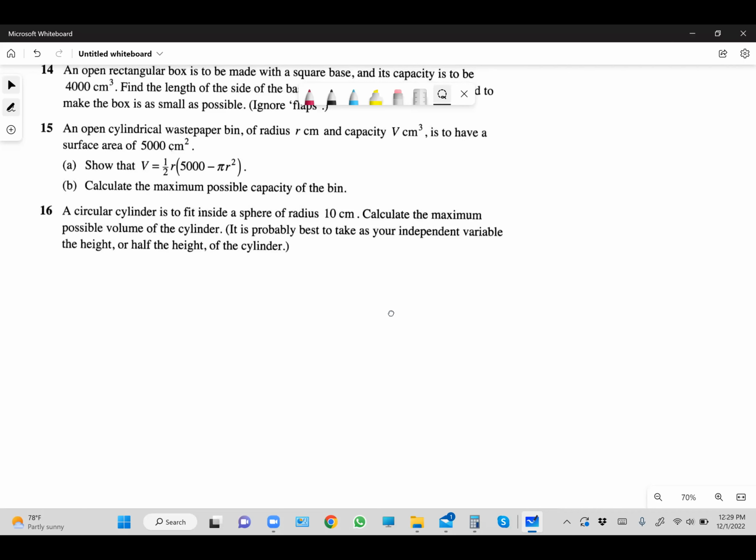An open cylindrical waste paper bin. Wait, I don't want to do that one. I want to do number 6. Well, let's just do 15. An open cylindrical waste paper bin of radius r and capacity V is to have a surface area of 5,000 centimeters squared. Okay.